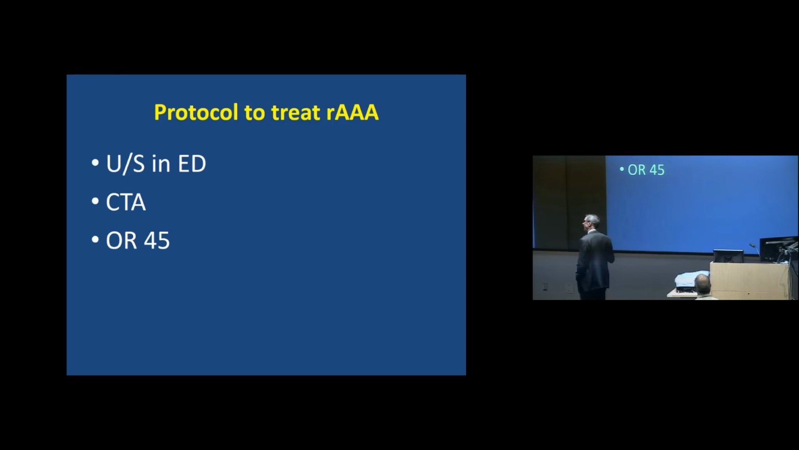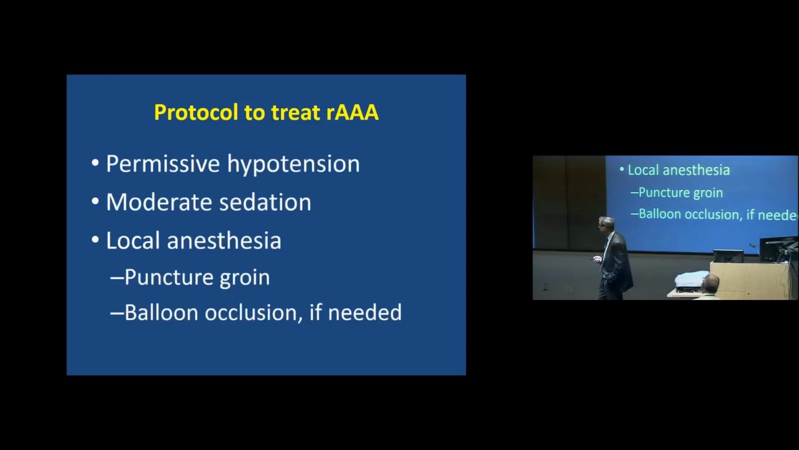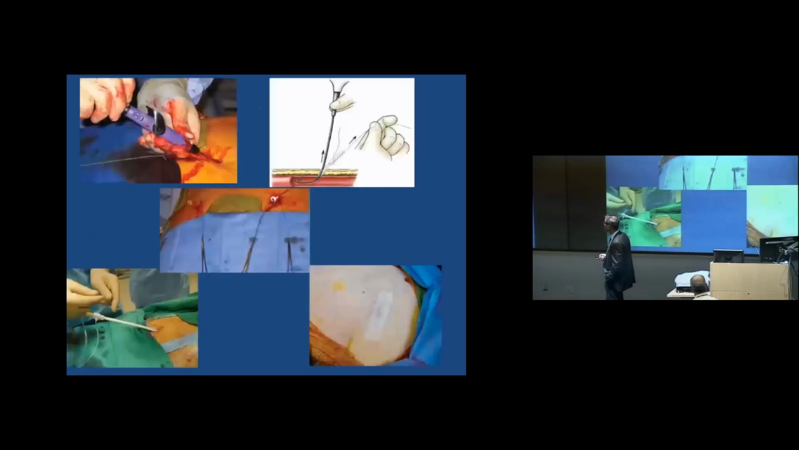The emergency department actually notifies the operating room as the patient's rolling to the CT scan and contacts the vascular surgeons, and then the patient is taken directly to the imaging operating room. We allow permissive hypotension, which means we do not resuscitate the patient unless they are unconscious or their systolic blood pressure is less than 80. They're given moderate sedation, and the procedure is started under local anesthesia with groin punctures, and a balloon is inserted for occlusion if needed. So this is some pictures showing what I mean by a percutaneous approach.